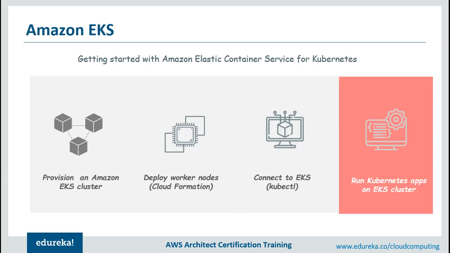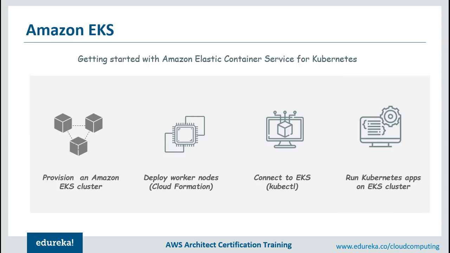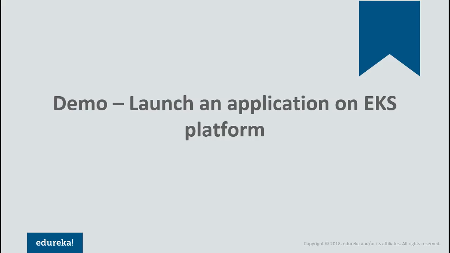And finally, once the cluster and worker nodes are up and running, you can easily launch your application on the Amazon EKS cluster the same way you would with any other Kubernetes environment. So I hope you have noted down the steps. I hope you have understood what Amazon EKS is and what you do with it. Now let's go ahead and see how to create a cluster, how to create worker nodes and attach them to it, and how to launch an application. I'll be launching a simple Nginx application here. So let's get started with the demo.